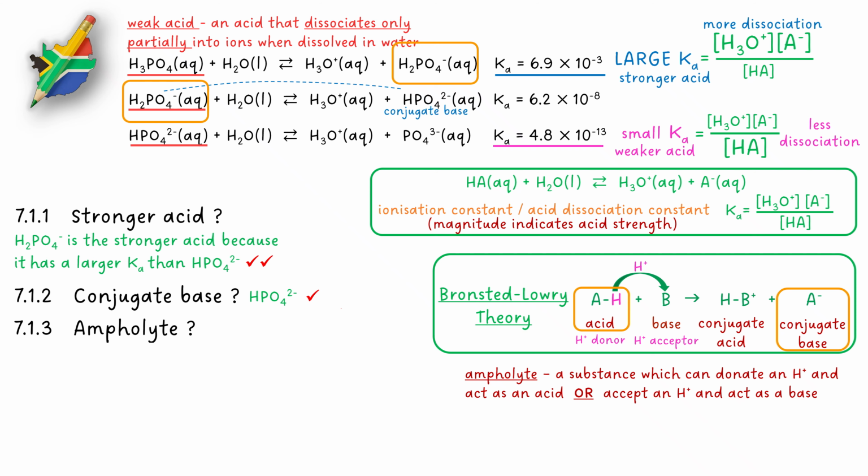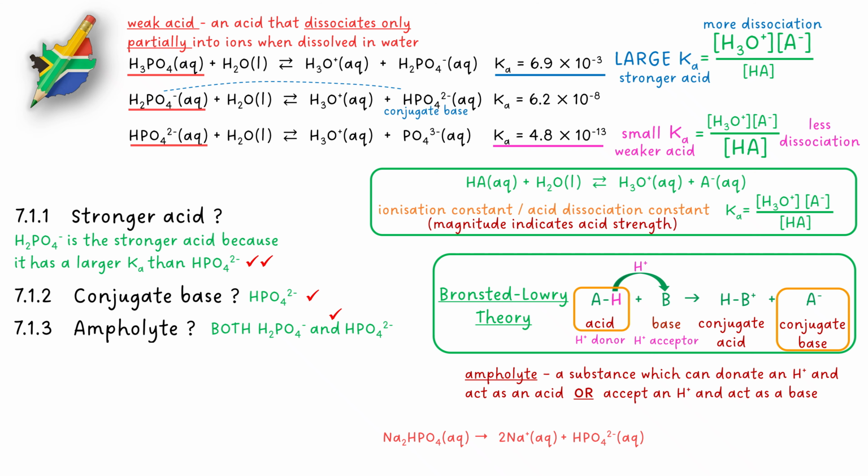Likewise, in the third equation, HPO4-2- can donate a hydrogen ion to water and act as an acid, while in the second equation, specifically the reverse reaction of the second equation, it can accept a hydrogen ion from the hydronium ion, and so it acts like a base, and it reforms the H2PO4- ion. So either answer is acceptable. Both H2PO4- and HPO4-2- are ampholytes.